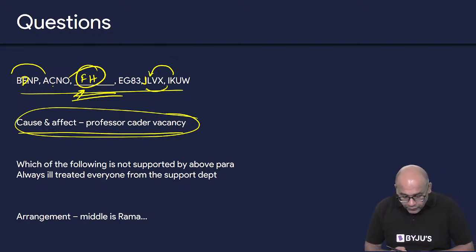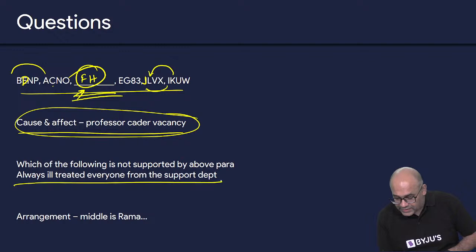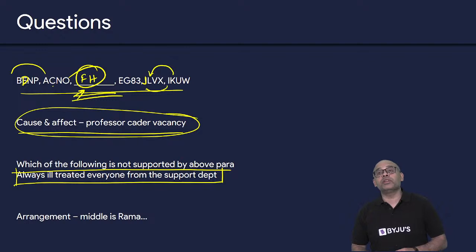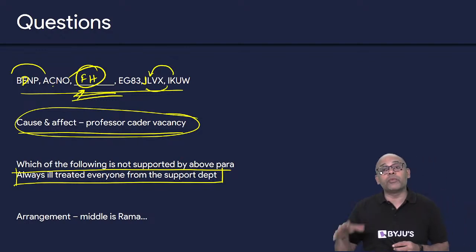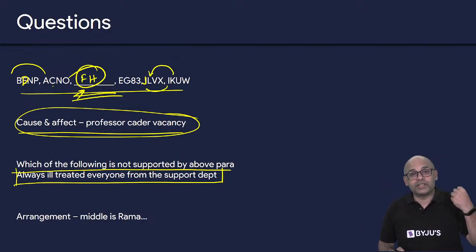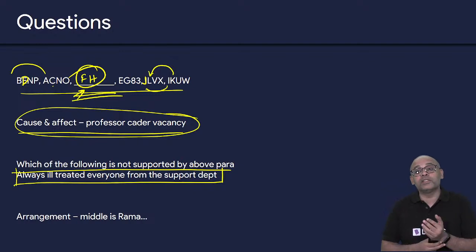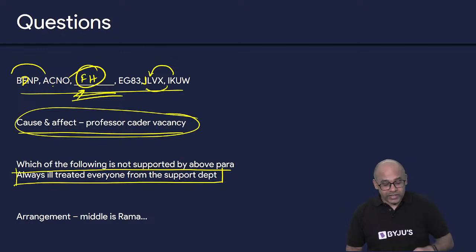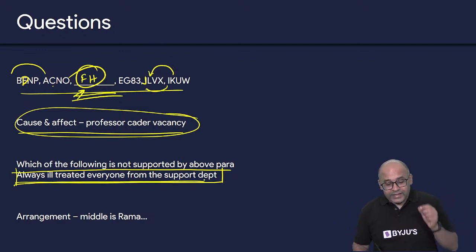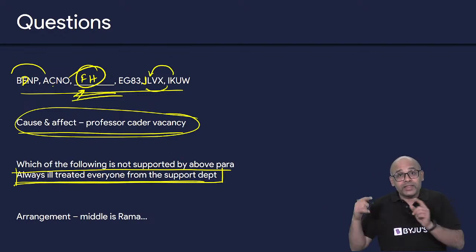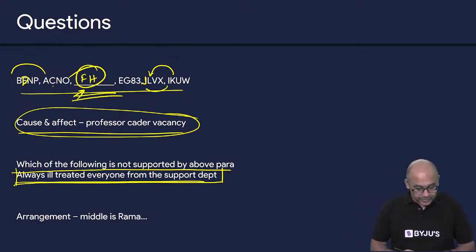Okay, next. Which of the following is not supported by the above para? Always ill-treated everyone from the support department. Yes, this is the answer. There's a question which talks about a customer care service center that stopped working, in terms of protesting, because they have stopped answering mails and taking calls since they had a complaint against the way in which they have been treated. To that question, there is an option which says always ill-treated everyone from the support department. So the entire support department was always ill-treated. That is the correct answer for this question. Okay.